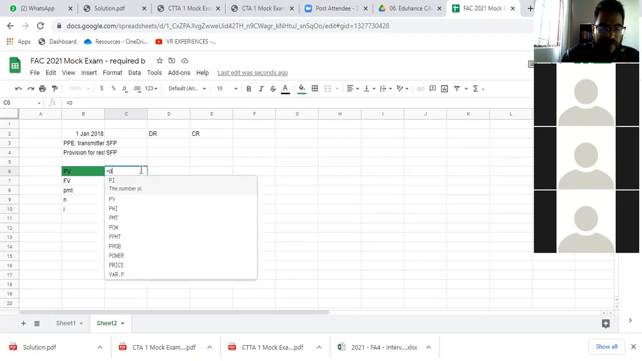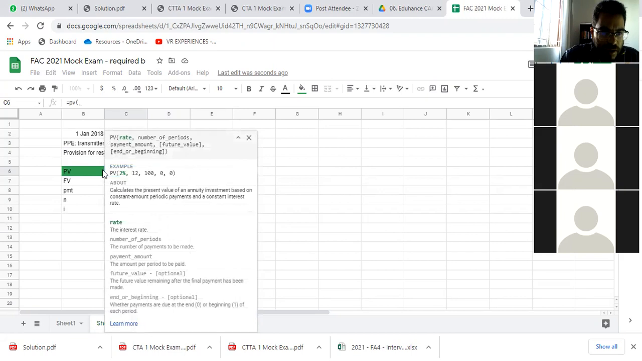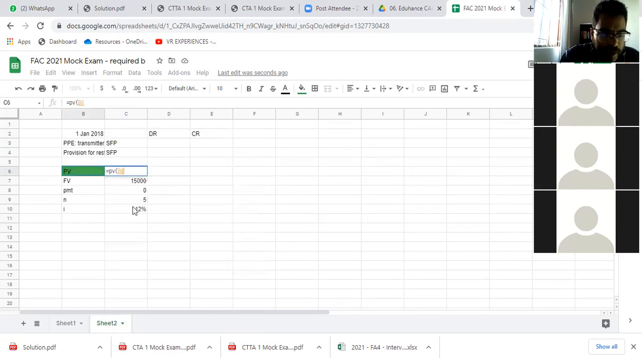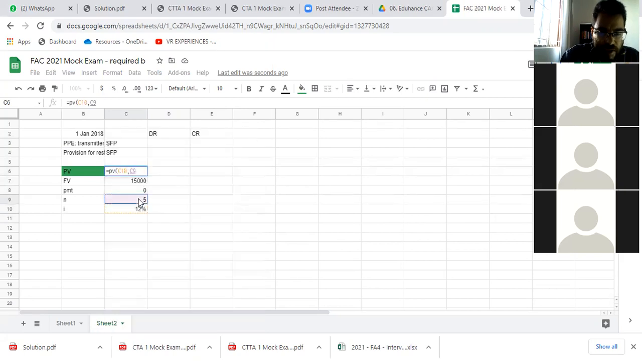So the present value would be, okay, what do they want first? Okay, so they want number of periods, payment, future value, beginning or end. Okay, so they want I, then number of periods, then payment, then future value, and it's happening at the end. Okay, so it looks like the present value is this amount over here.